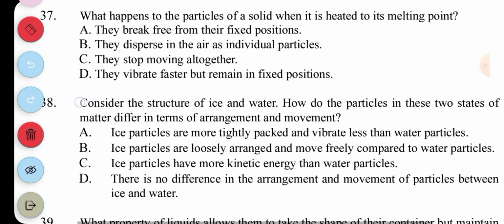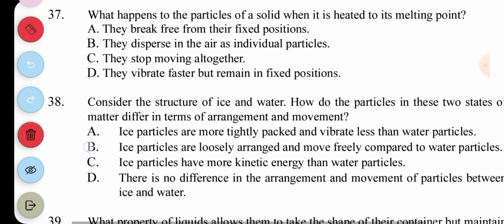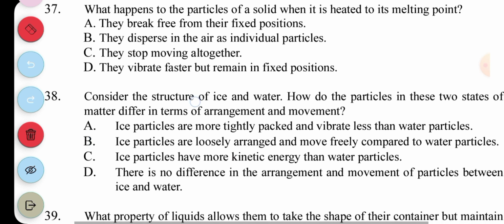38. Consider the structure of ice and water. How do the particles in these two states of matter differ in terms of arrangement and movement? A. Ice particles are more tightly packed and vibrate less than water particles. B. Ice particles are loosely arranged and move freely compared to water particles. C. Ice particles have more kinetic energy than water particles. D. There is no difference in the arrangement and movement of particles between ice and water. The answer to question 38 is A.